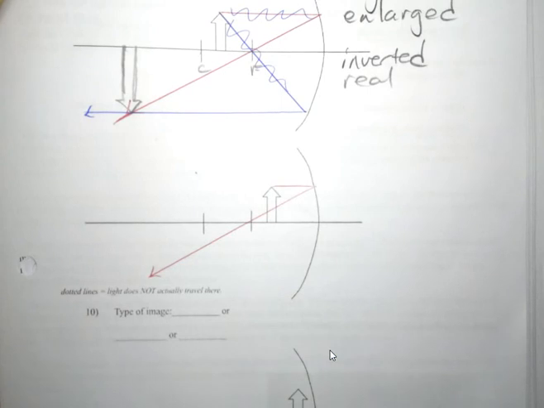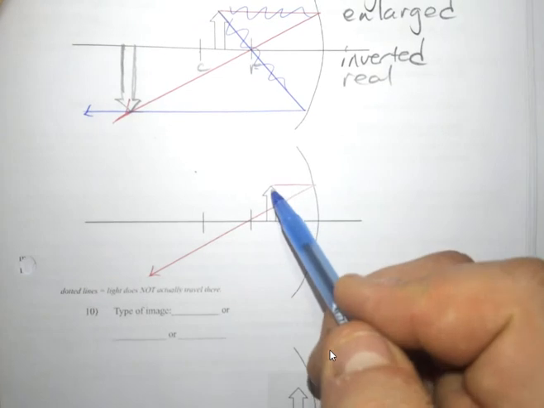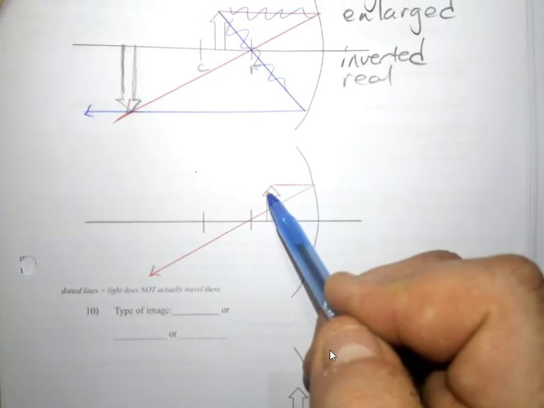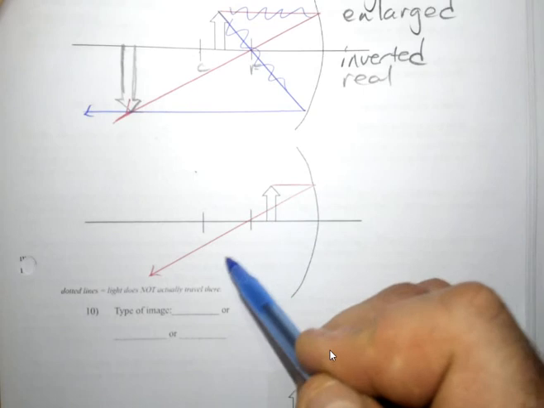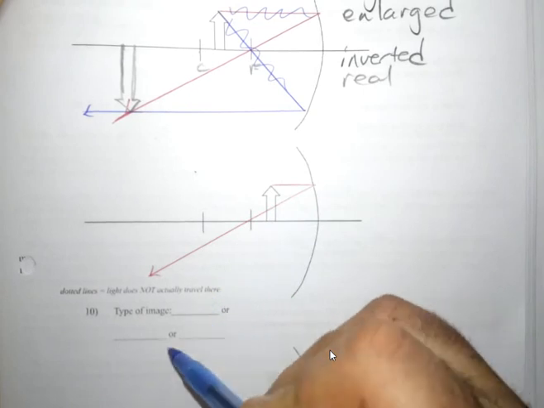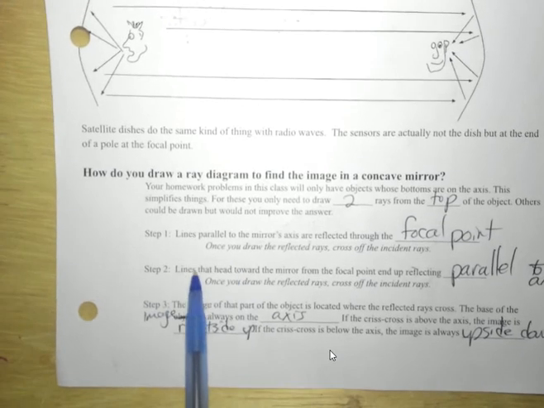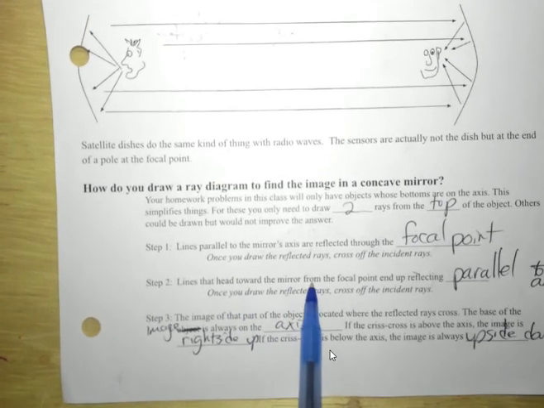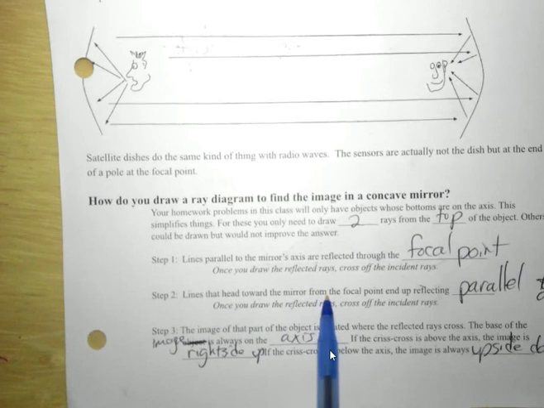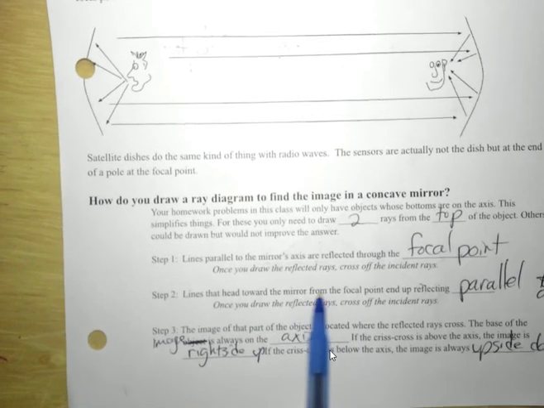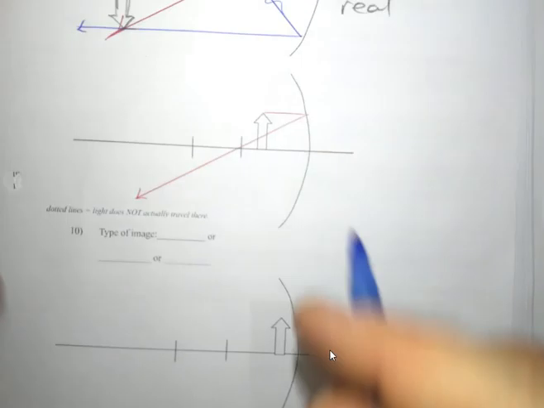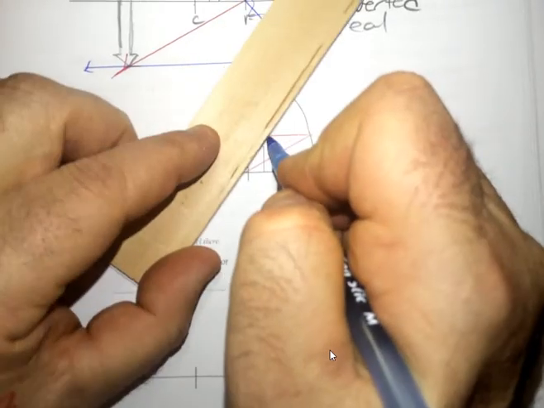The second line, though, we cannot have a line go from the top of the object to the focal point and then go on and hit the mirror. It's going in the wrong way. So I need to direct your attention to this previous page, and I worded things very carefully. The second step is lines that head towards the mirror from the focal point. From the focal point direction is what I was meaning. So we need to draw towards the mirror from the direction of the focal point.